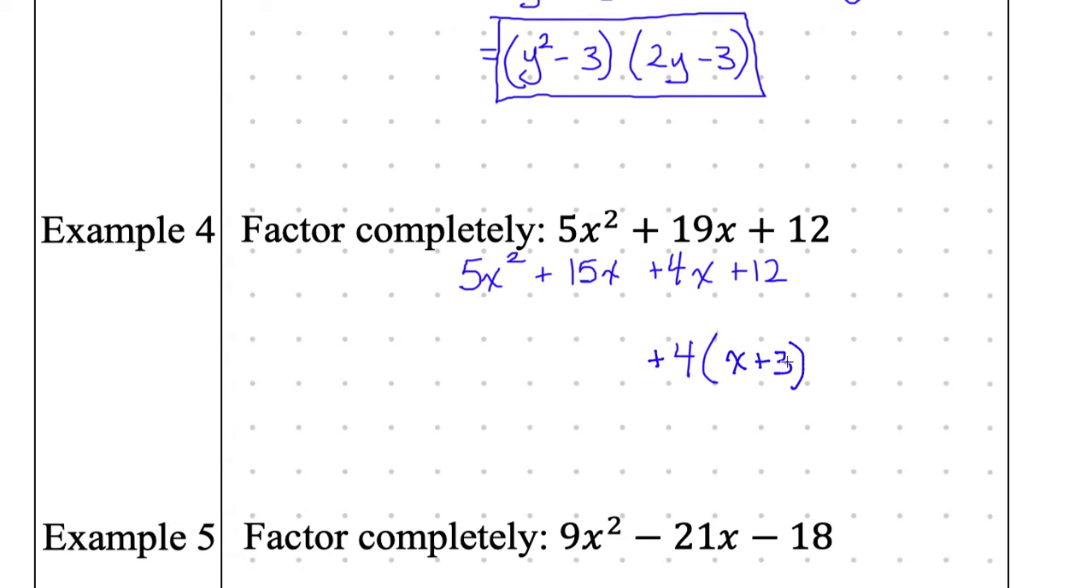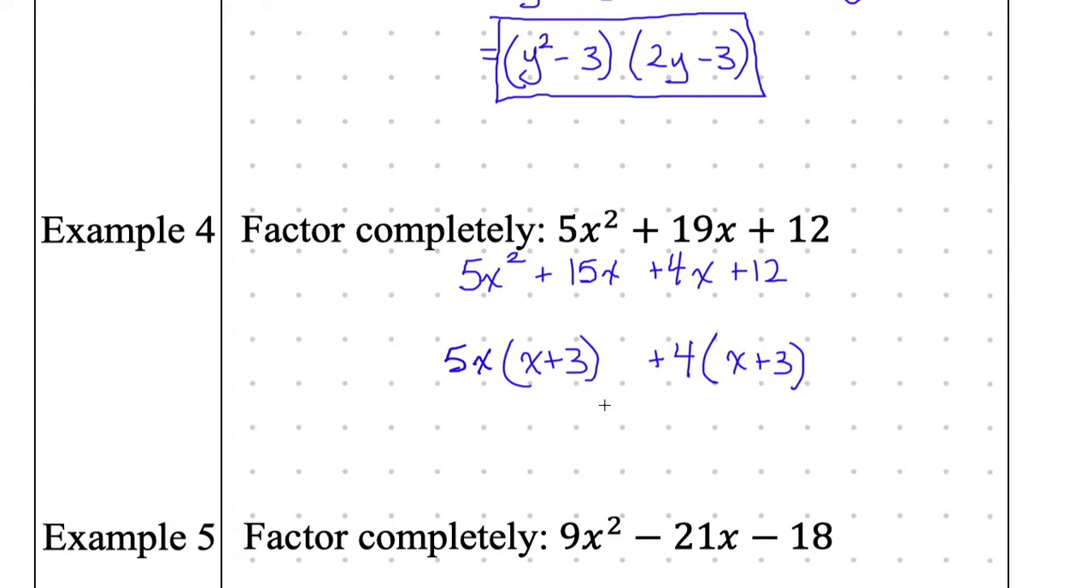So 4 times x plus 3, and then over here I'm going to have the same group of x plus 3. How can I get x plus 3? Well, I factor out a 5, and I'm left with x plus 3, and then I need to get rid of that x as well. So I'm going to have 5x times x plus 3, and you can check your work here. 5x times x is 5x squared. 5x times 3 is 15x.